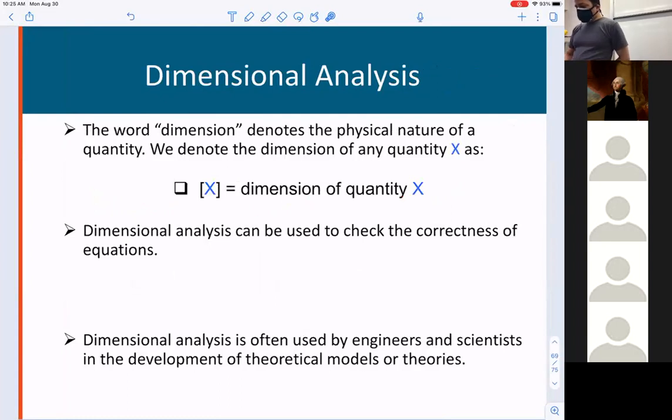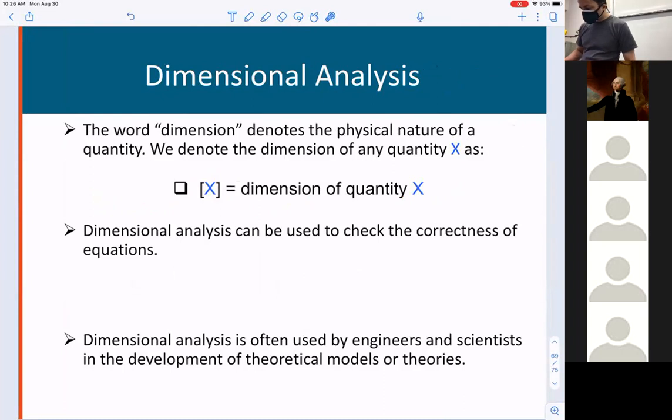So this is the usual notation we will use. If you have some quantity, like length or velocity or acceleration or force, then when I put these little brackets around it, that refers to the dimension of that quantity. So sometimes I may ask you, what is the dimension of some quantity? And then you can tell me, well, speed has dimensions of length over time. If I ask you, what are the units of speed in SI, then you would say it's meters per second.